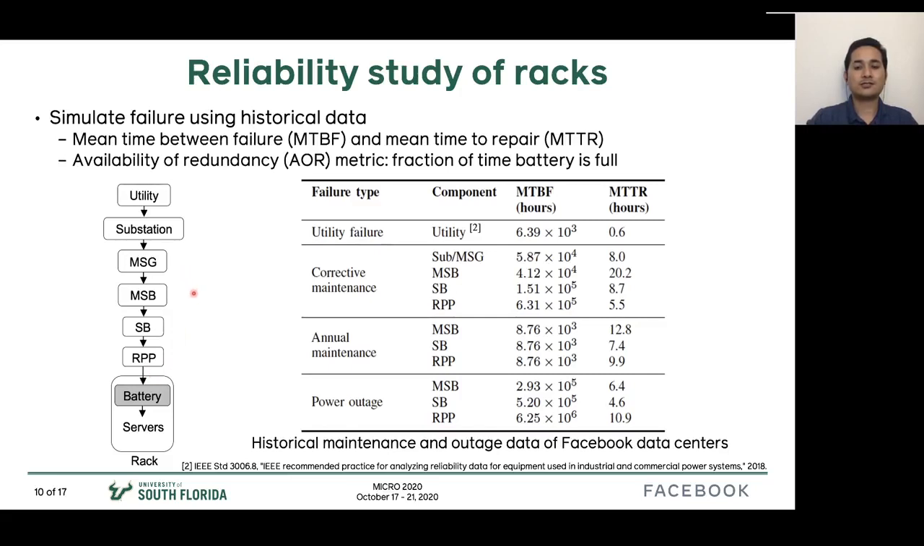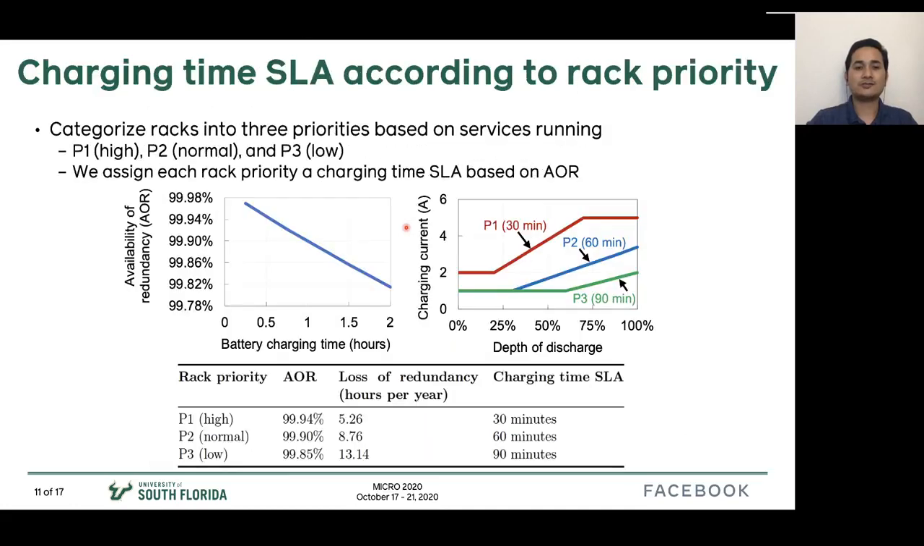We studied the historical maintenance and outage data of Facebook data centers for the past 2 years and calculated the mean time between failures and mean time to repair for those components under different failure scenarios. Using this data, we performed Monte Carlo simulation and calculated the AOR metric as we vary battery charging times. We found that as battery charging time increases, the AOR or reliability decreases linearly.